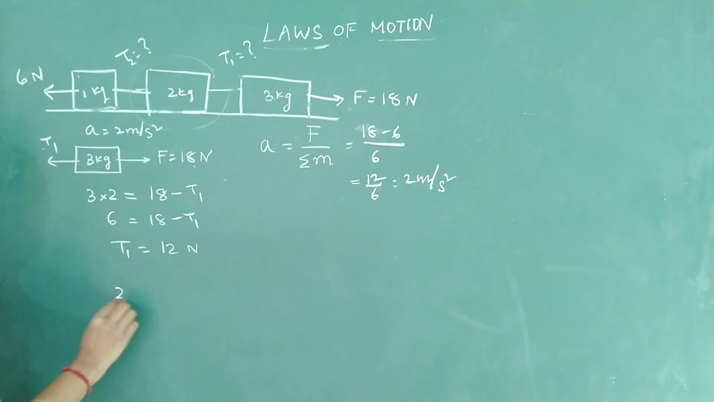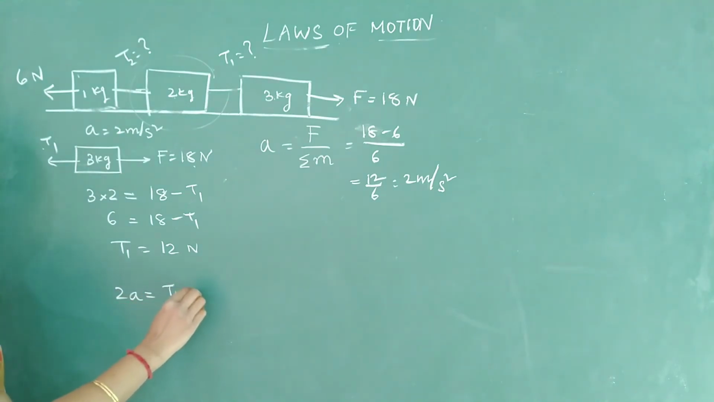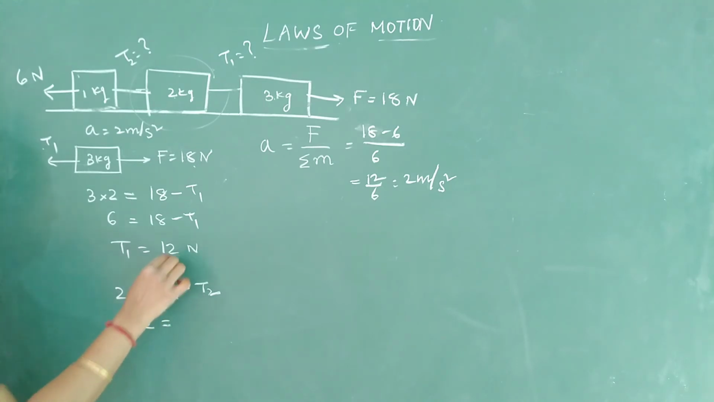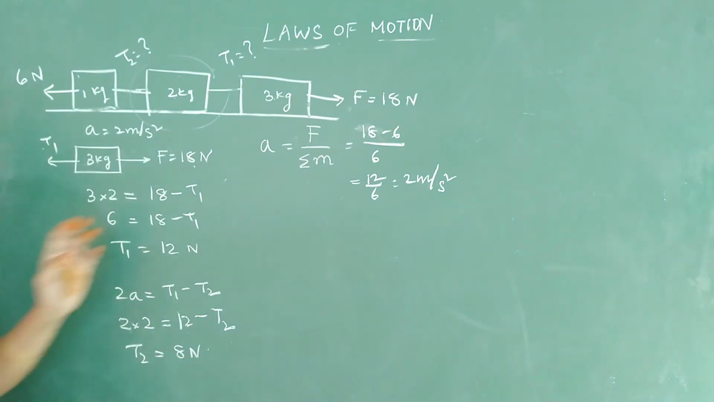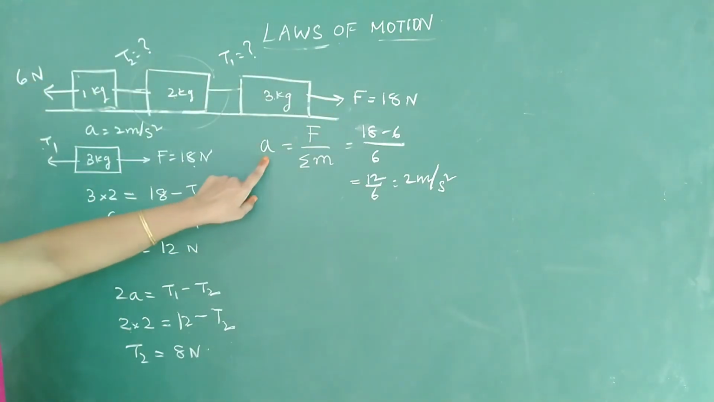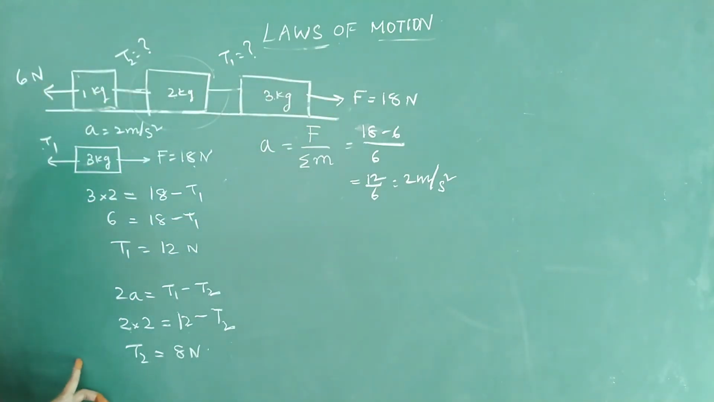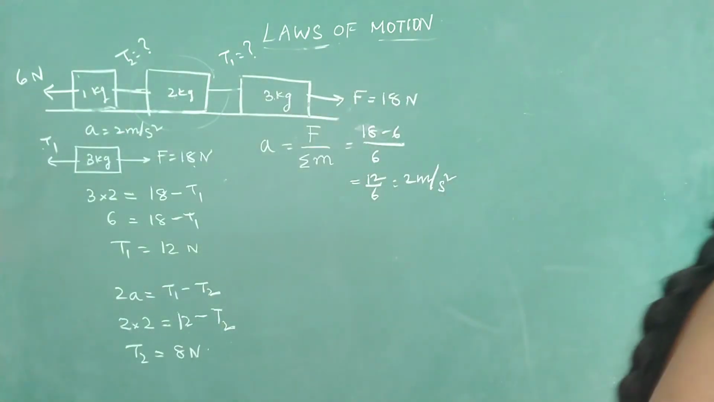Come to this block. 2 into 2 should be T1 minus T2. T1 is 12 minus T2. So what is T2? 12 minus 4, 8 Newton. So if you have more than one force, first find out the acceleration, make a free body diagram for each block, and you can find out what is the tension in the string. But all these are very simple applications related to connecting the bodies.